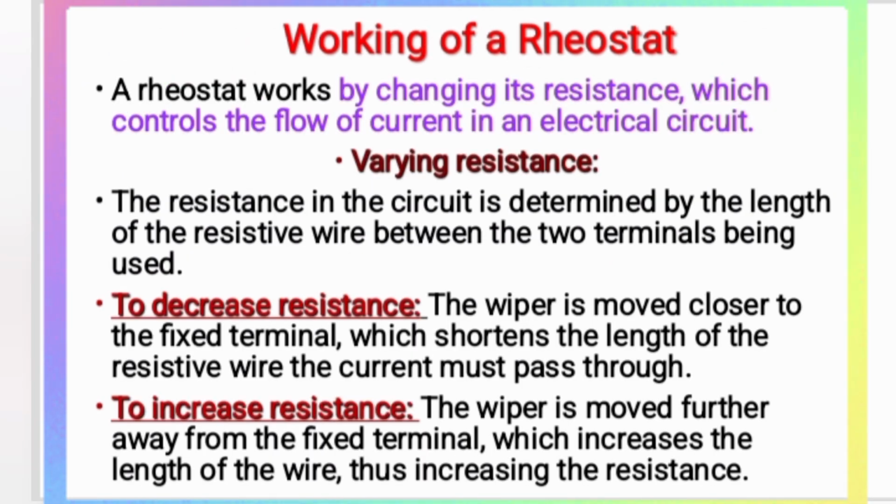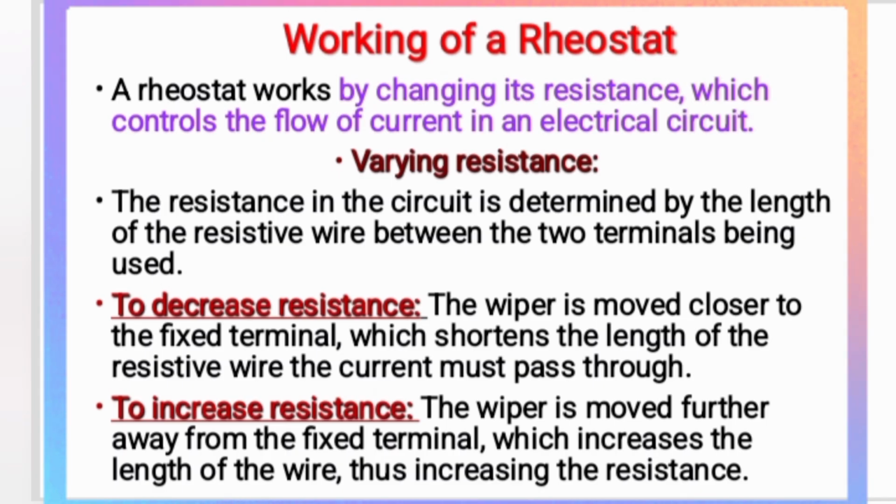A rheostat works by changing its resistance, which controls the flow of current in an electrical circuit. Varying resistance: the resistance in the circuit is determined by the length of the resistive wire between the 2 terminals being used. To decrease resistance, the wiper is moved closer to the fixed terminal, which shortens the length of the resistive wire the current must pass through.